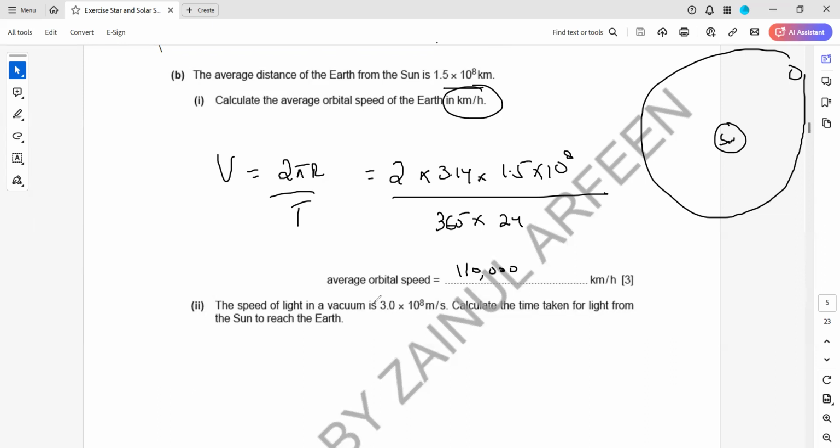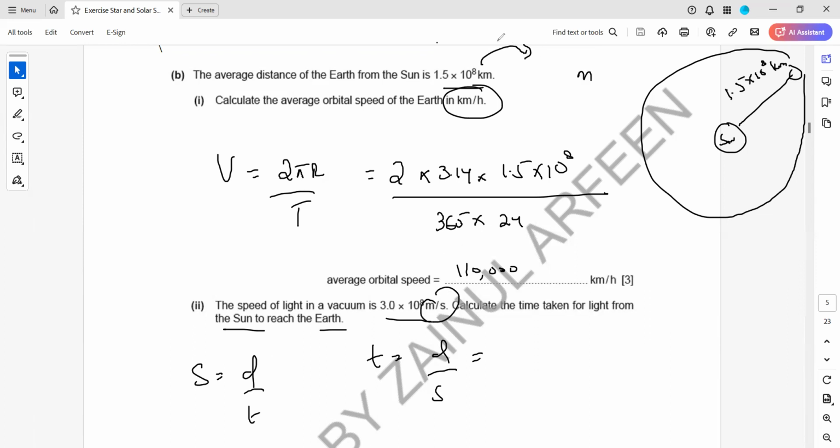The speed of light in a vacuum is 3 × 10^8. Calculate the time for light to reach Earth from the Sun. This distance is 1.5 × 10^8, but this is in kilometers. Speed is distance divided by time, so time is distance divided by speed. The distance is given in kilometers. We have to convert into meters as the speed is in meters per second. So we multiply by 1000, and this becomes 1.5 × 10^11 meters.